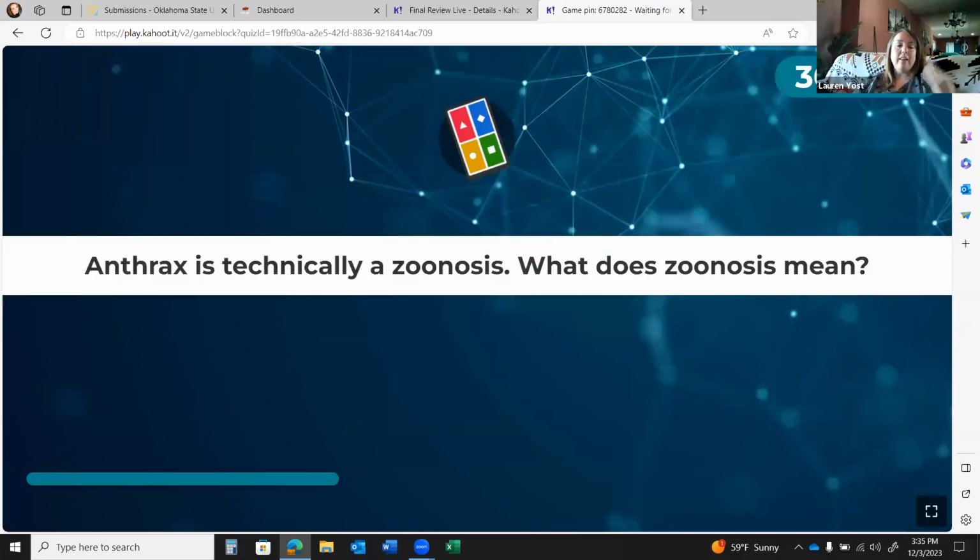So anthrax is technically a zoonosis. What does zoonosis mean?